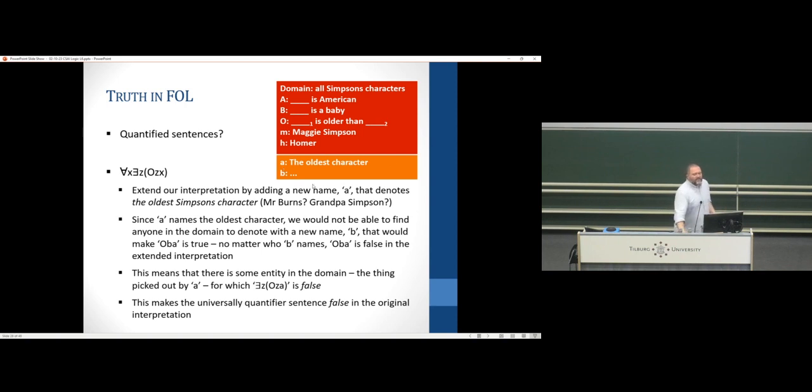Well, since that person is the oldest, we cannot further extend our interpretation by adding a name B such that OBA is going to be true. No matter how hard we dig around in this domain, and remember, there's like billions of these characters, no matter how hard we look, we can't find some B that's older than the thing that we've named as A. And that's why this existential's false. There is nothing that's older than A. And because there's at least one thing for which there's nothing older than, well, then our universal is also false.